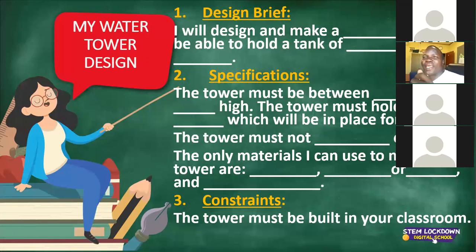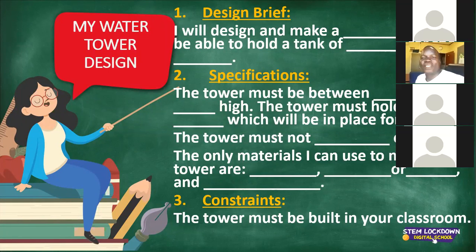On the design brief, you must tell us what it is that you are going to make, what it will do, and for whom. Those are the three things you must know. When you write the design brief, I will make a structure or a water tower that will be able to hold a tank of water. That is the use of your material. And lastly, you also tell us for what? For the school. Those are the three things the design brief must contain.